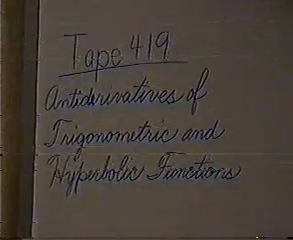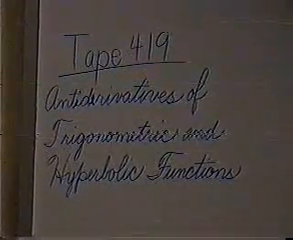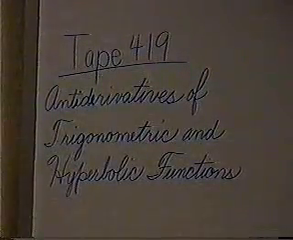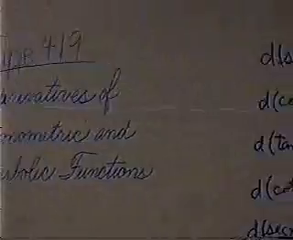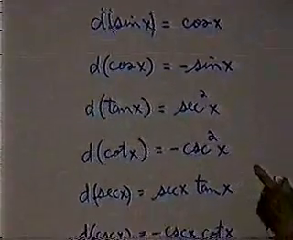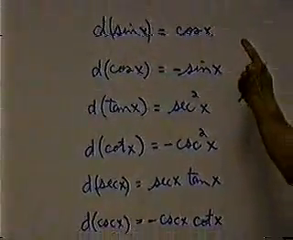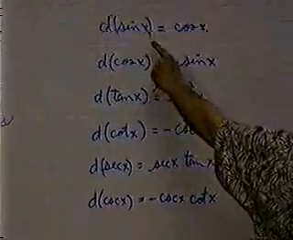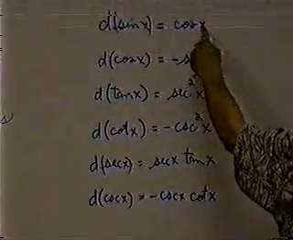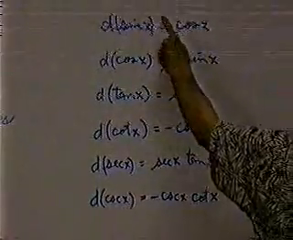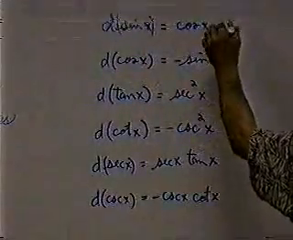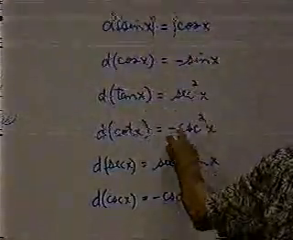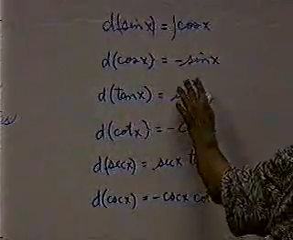Okay, take 419 is finding the antiderivatives of the trigonometric and hyperbolic functions. So let's look at derivatives to start with so we understand how easy this is going to be. The derivative of the sine of an angle is the cosine of the angle times the derivative of the angle. So the derivative of sine is cosine. Therefore, the integration or the antiderivative of cosine is sine. This is the way you know all these, by just knowing your derivatives.